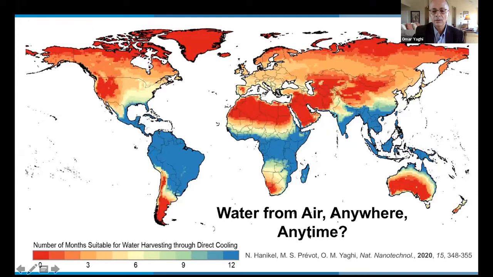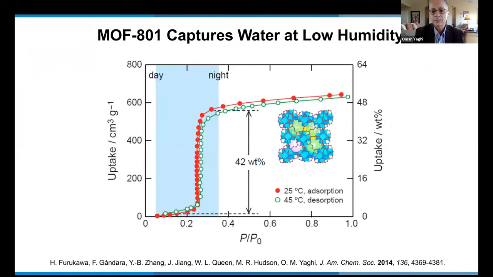And this we discovered back in 2014, we discovered that one member of the MOF family, MOF-801, takes up water at very low humidity. This is around 20% relative humidity. And there are several things that are unique about this. One is that it has an S-shaped behavior, which means that there is a cooperativity in the way this material takes up water. And you can release the water at 45 degrees.